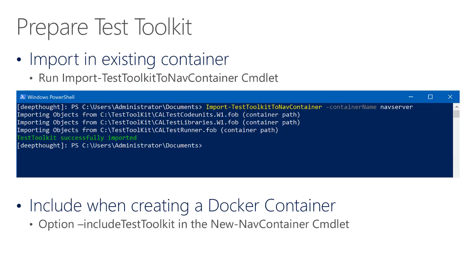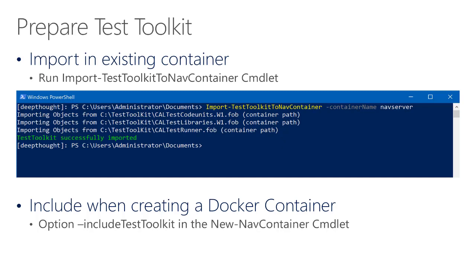To prepare the test toolkit, if you have an existing container, you can run the Import-TestToolkitToNavContainer cmdlet. And the screenshot shows you what that looks like when you run this in a PowerShell prompt. This can be done from outside of a container, so you don't have to go into the container using the enter command. You can just run this from your desktop where your container lives.